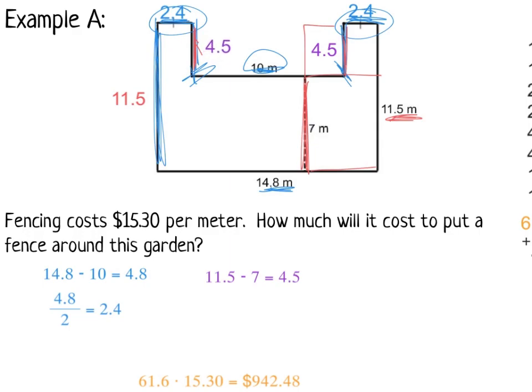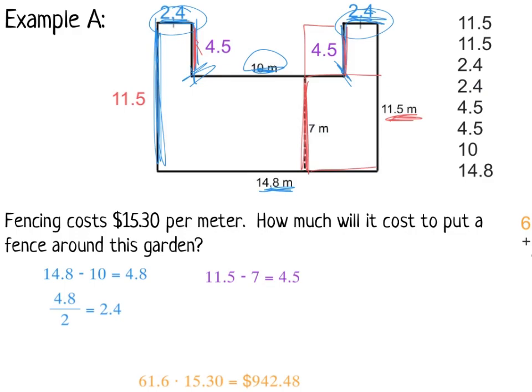So now that I've figured out all the different sections of my problem, I'm going to just add them up so I can figure out the total perimeter. I'm going to list all the sides that I'm adding. So I'm adding two 11.5s, two 2.4s, two 4.5s, the 10, and the 14.8.